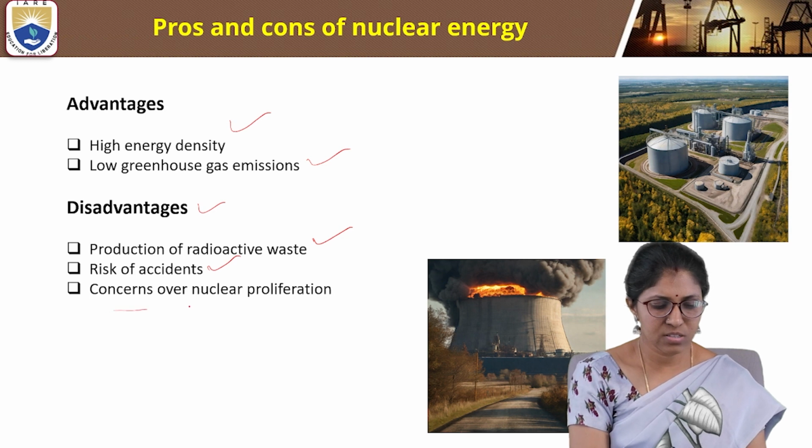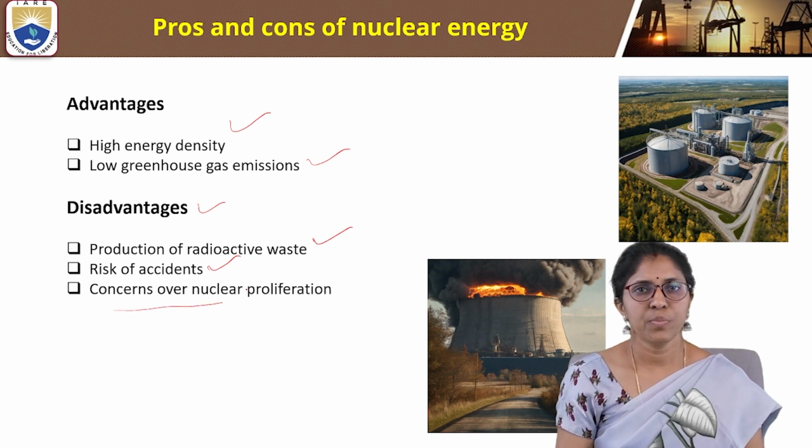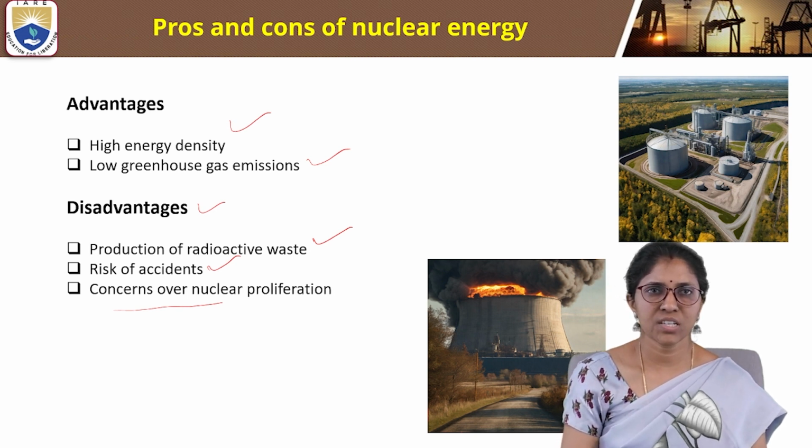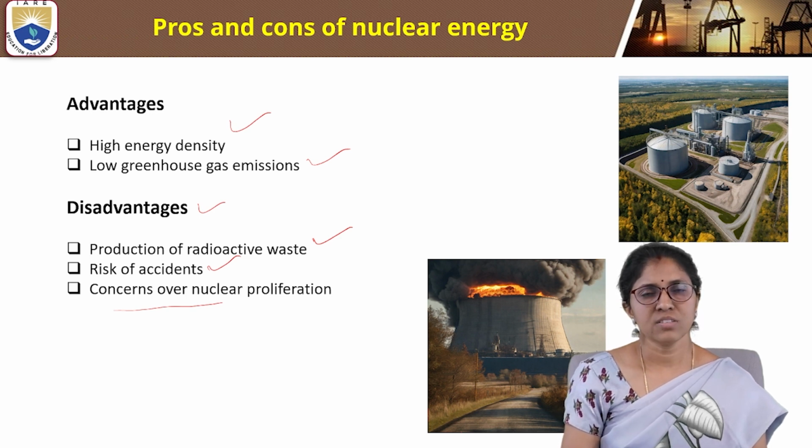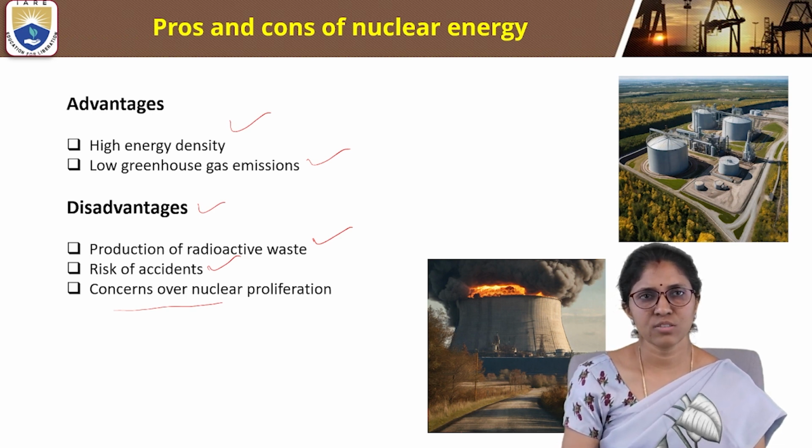There are also concerns over nuclear proliferation. So these are the advantages and disadvantages of nuclear energy. It has high energy density and emits low greenhouse gases. The disadvantages are the production of radioactive waste in nuclear power plants, a greater risk of accidents, and concerns over nuclear proliferation.